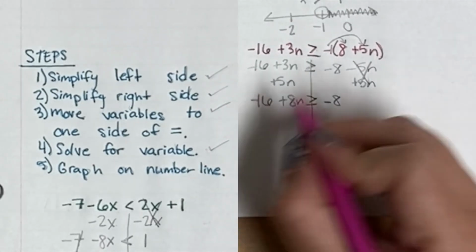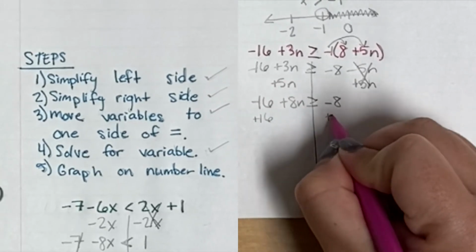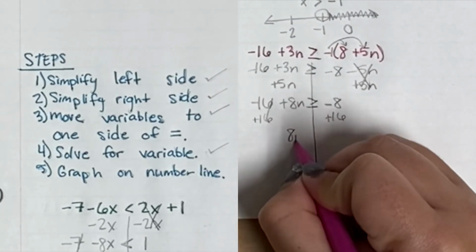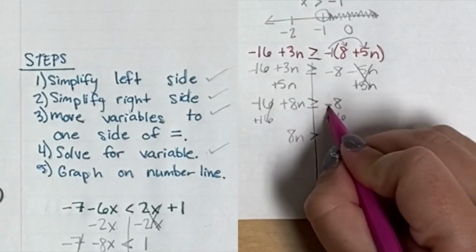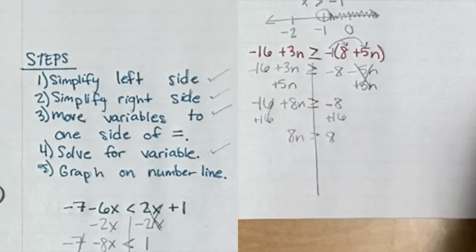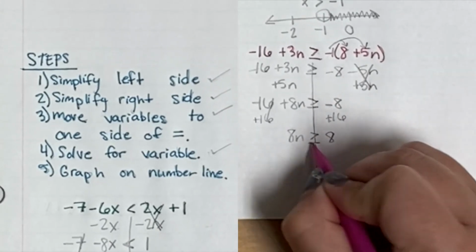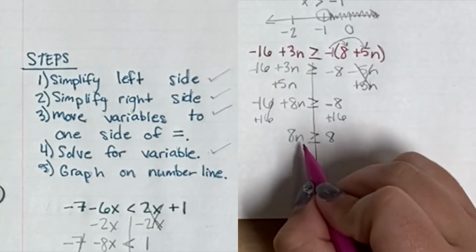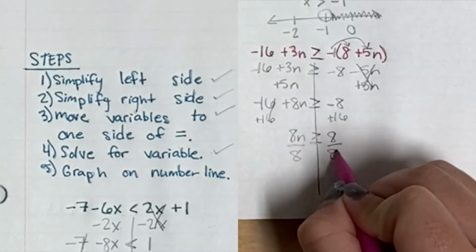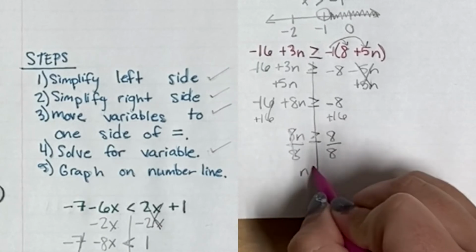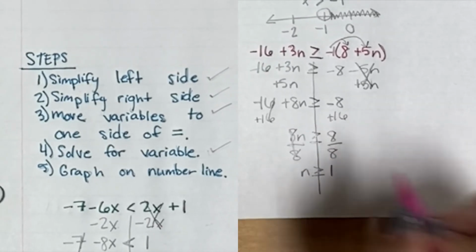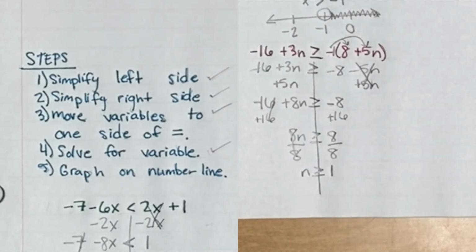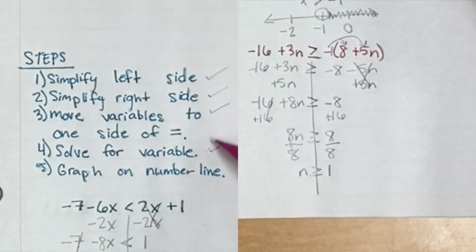This is just a 2-step inequality, trying to solve for n. Added 16 on both sides. -8 plus 16 is a +8. Almost forgot the equal to. Get n by itself, I need to divide by 8. 8 divided by 8 is a +1. I didn't multiply or divide by a negative, so I kept my symbol. So I have done step number 4.